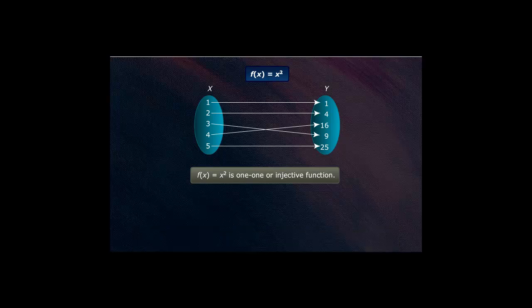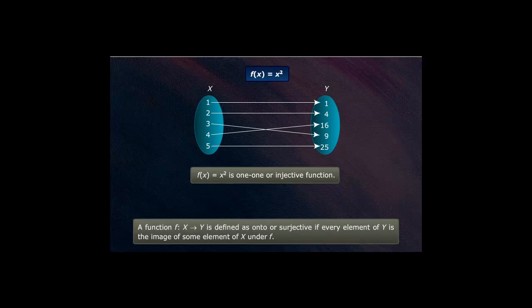Now let's again look at the mapping. We can observe one more thing. There is no element in set y that is not an image of an element in set x, right? Such types of functions are called onto functions. And how do you define an onto function? A function f from x to y is defined as onto or surjective if every element of y is the image of some element of x under f. So this implies that this function is an onto function or a surjective function.